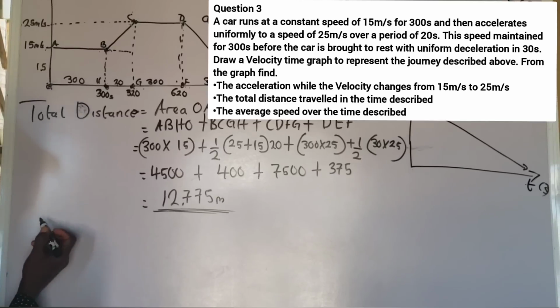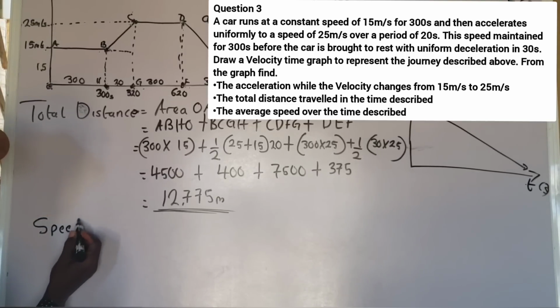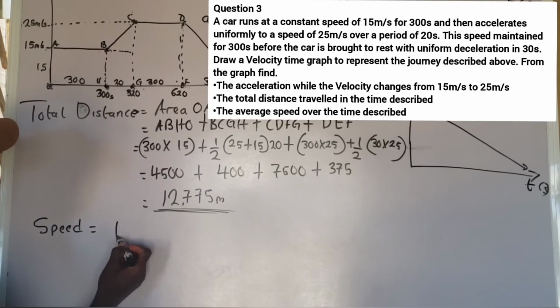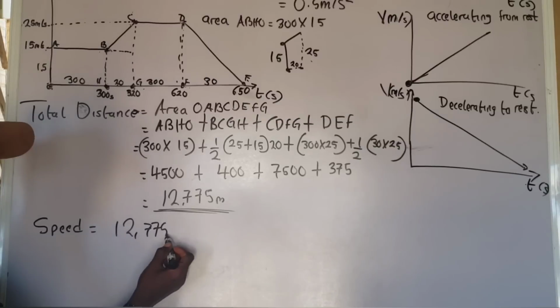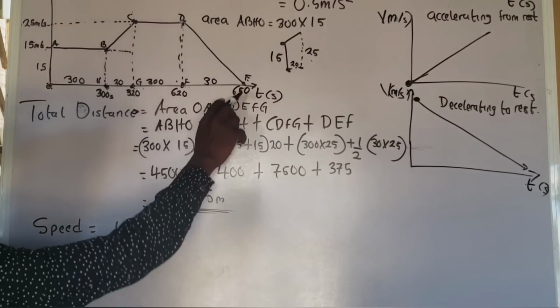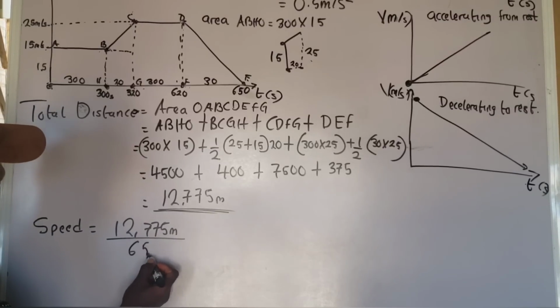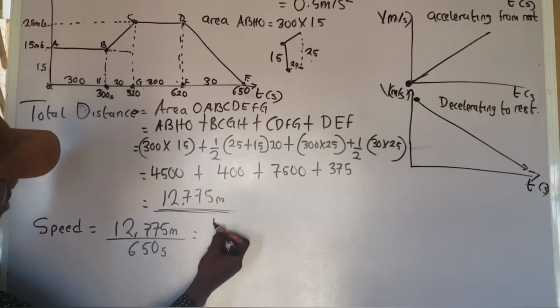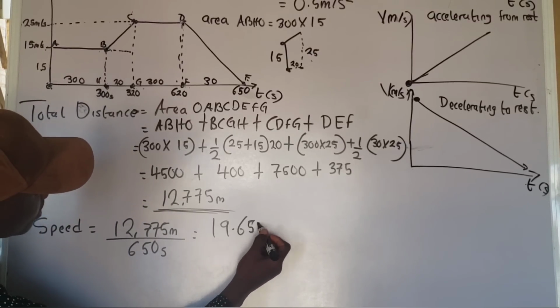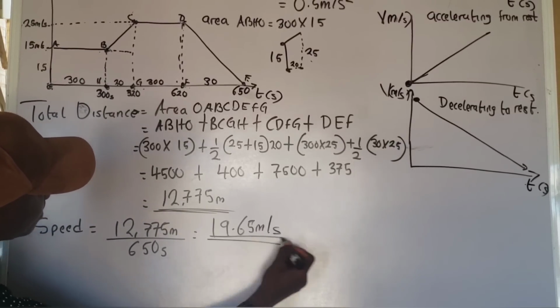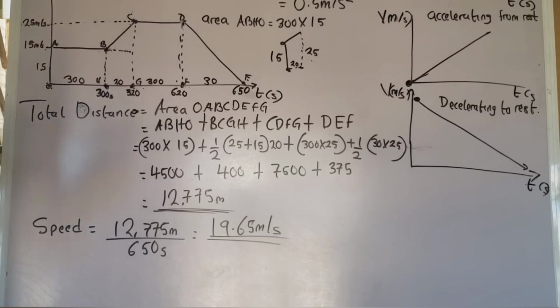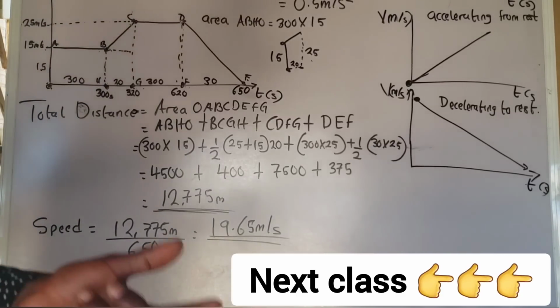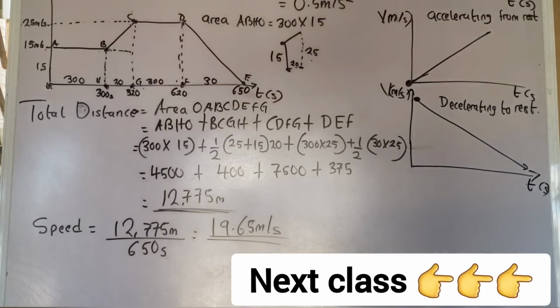650. So the speed is equals to the total distance, which is 12,775 meter, all over the total time taken. That is what? 650. So if you take the division, you're going to have 19.65. This will be 19.65 meter per second. Okay, that is the speed. So we've come to the end of the question. If you have any question regarding this particular question, you can drop it in the comment box.